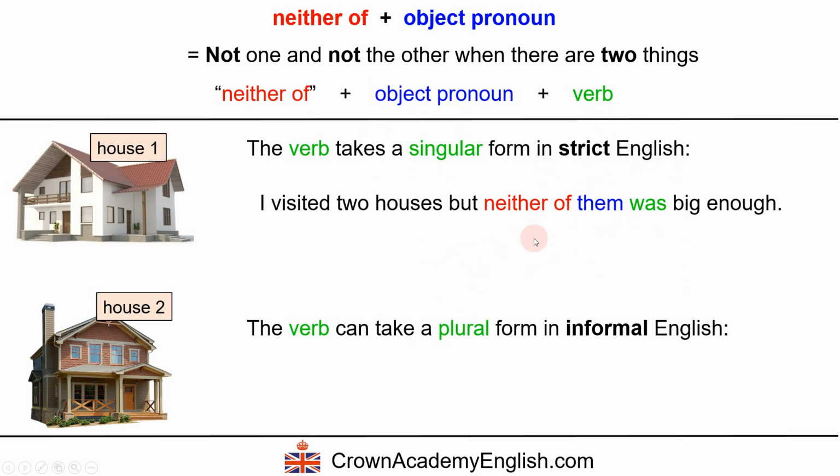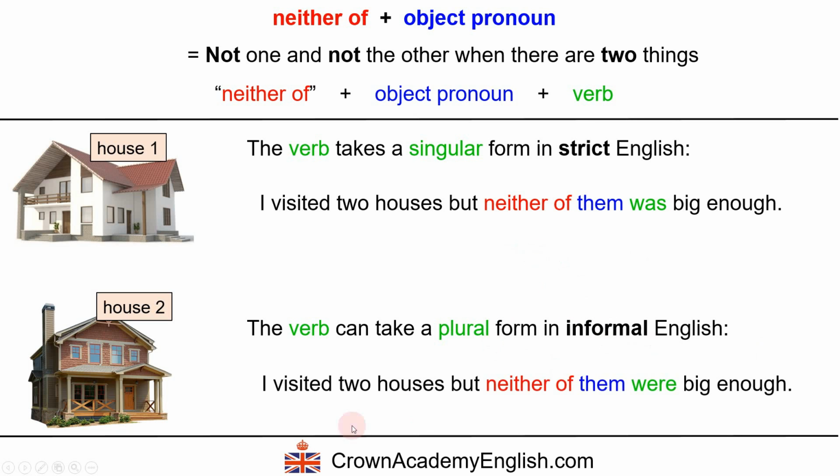However, it is very common that you will hear people giving the verb in a plural form, and this is more informal, and it is actually very common. So I'm giving you both options. Here you would say, I visited 2 houses, but neither of them were big enough, because were is the third person plural of the verb be in the past tense.